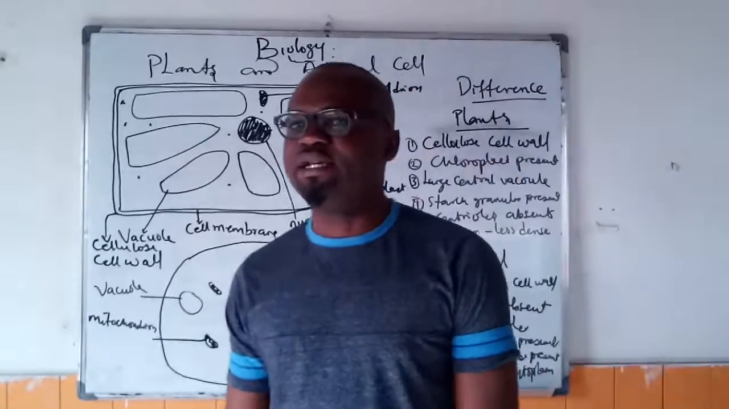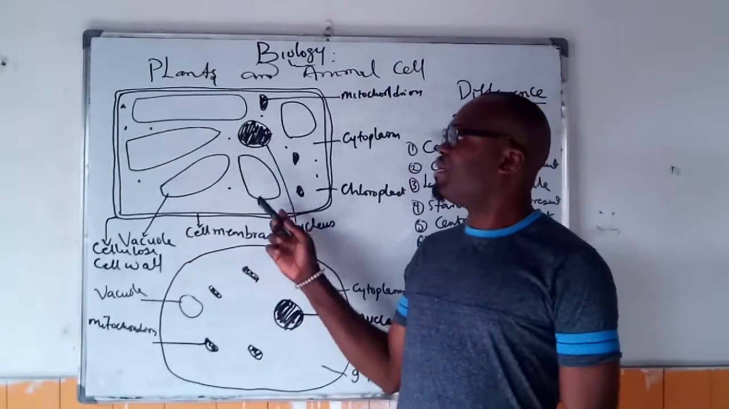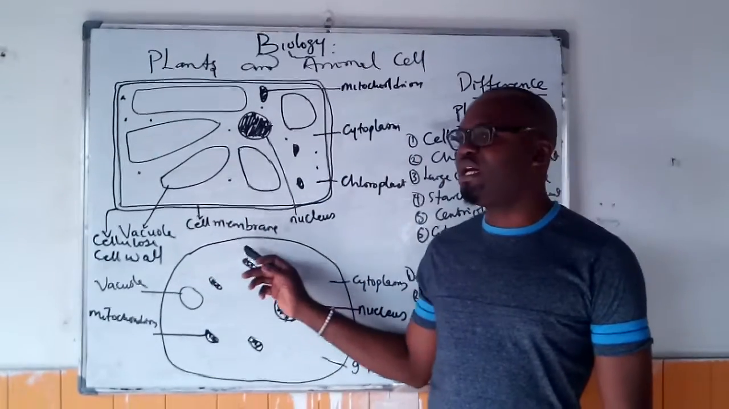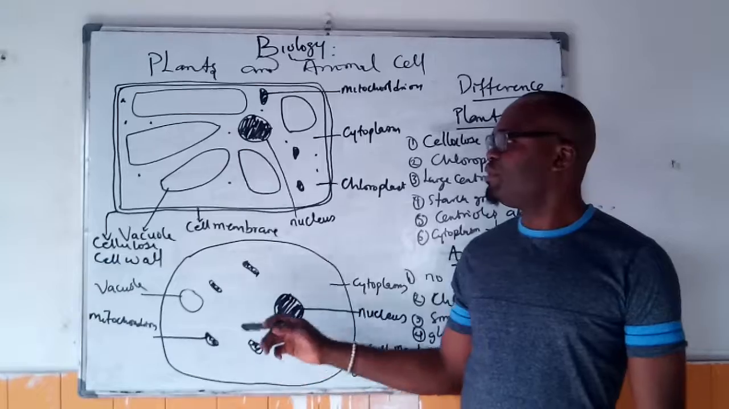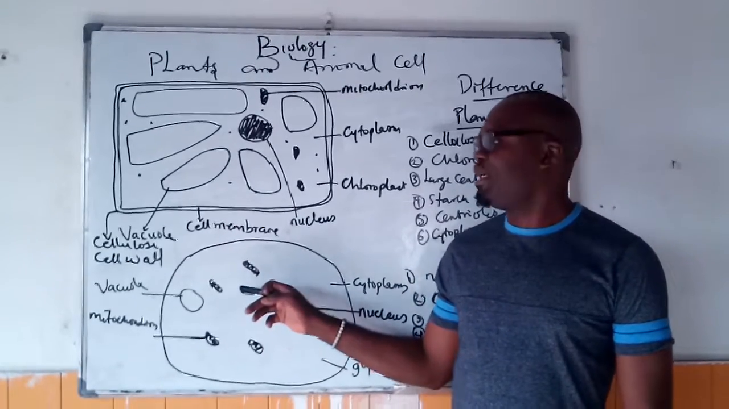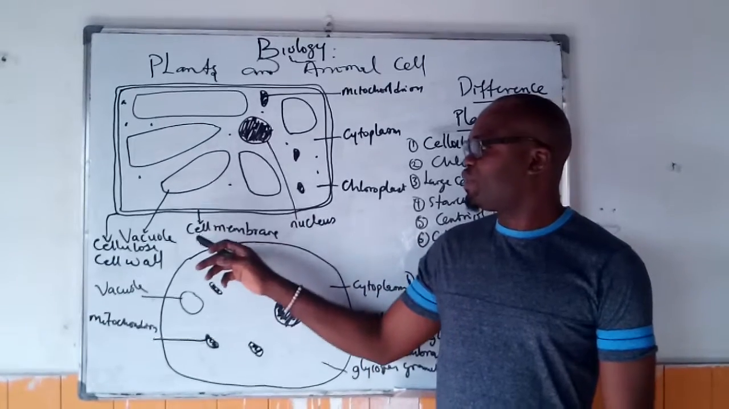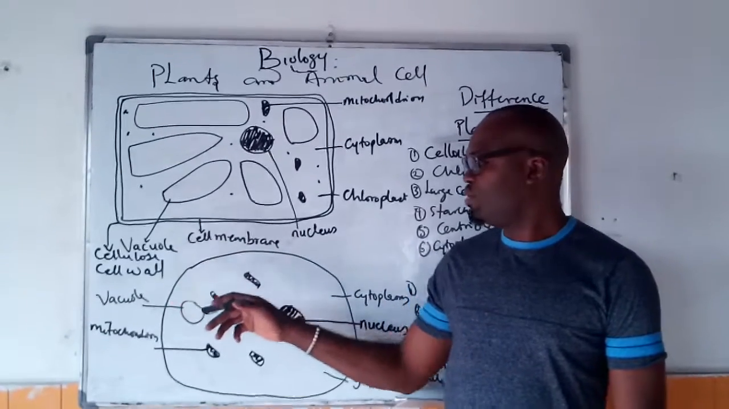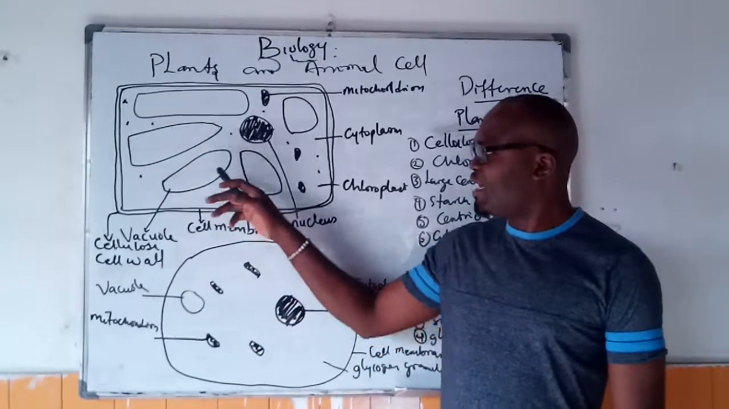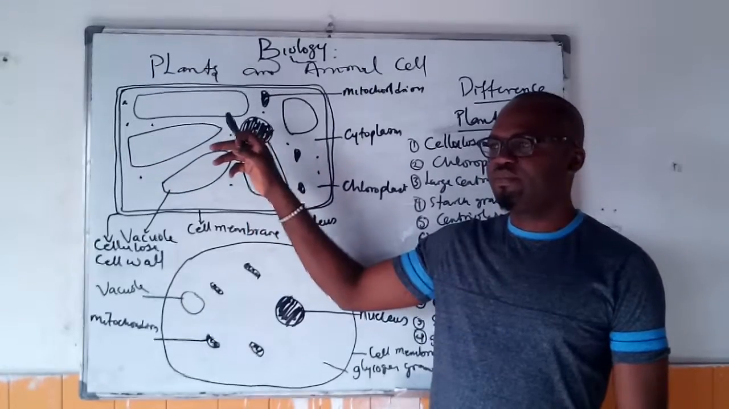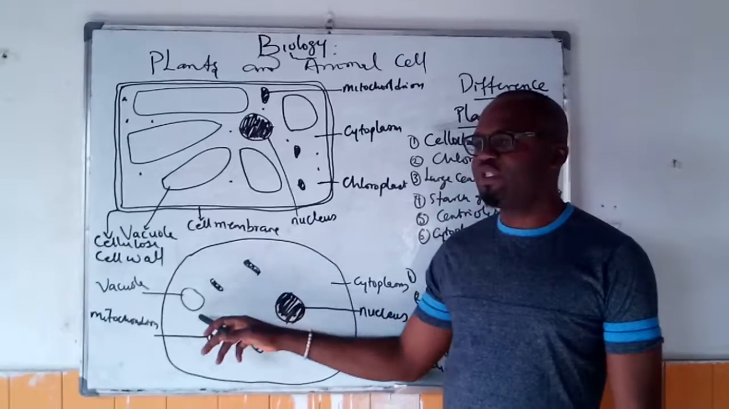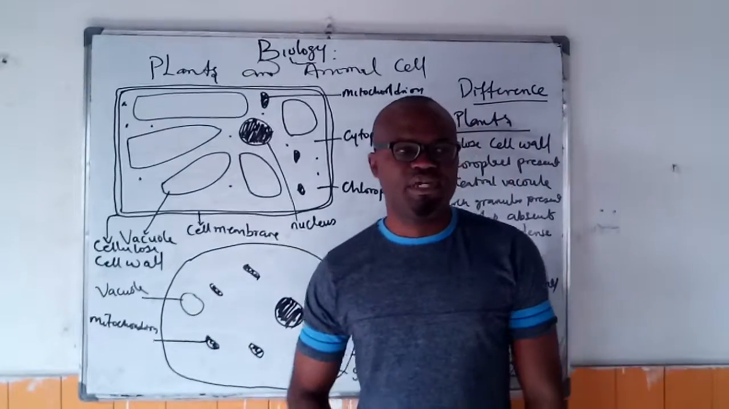As a recap, like I said before, the plant cell has a rectangular shape, whereas that of the animal is spherical. Both of them have similar components, except that the plant cell has a cell wall, which is absent in the animal cell. Also, the plant cell has a large vacuole, in which case the animal cell has smaller vacuoles. We are clear on this.